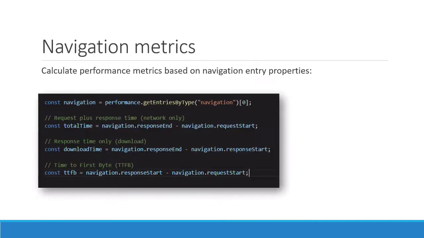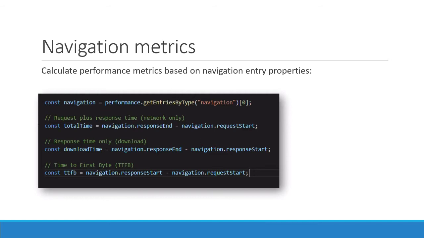Based on these navigation metrics, you can now calculate many different metrics and properties. For example, again, we get performance.getEntriesByType, we get the navigation. Let's say now you want to calculate the request plus the response time, but network only, without taking into account any cache. You could do that by subtracting navigation.requestStart from responseEnd, and this will give you the response time. If you want to get the response time only, the download basically, you can subtract the responseStart from the responseEnd.